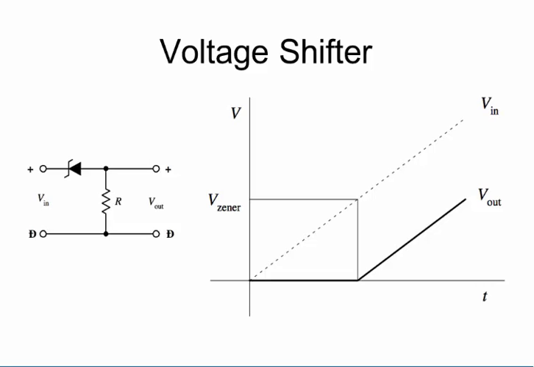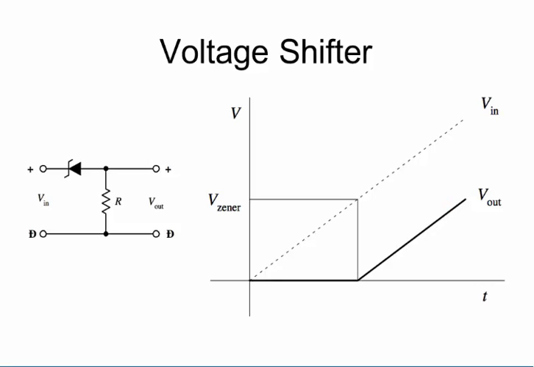If we connect the circuit in a different way, we place the Zener diode in series with the voltage source, and then the load resistor in parallel with the combination of voltage source and Zener. We get a different type of circuit behavior. This is what we call a voltage shifter. This is a function of time, this is a voltage, and the solid graph over here is the output voltage.